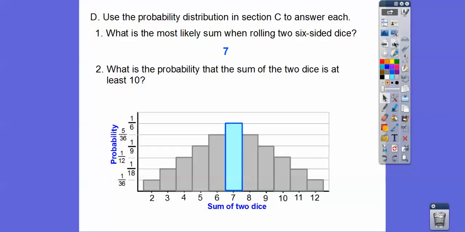That's at least 10. The sum is at least 10. So we add all of those fractions up and we get 6 out of 36, which is 1/6.